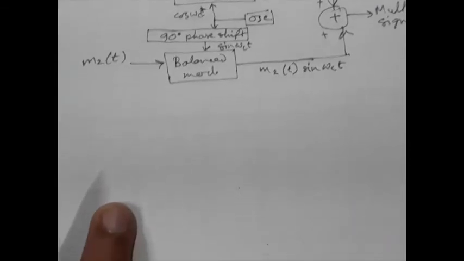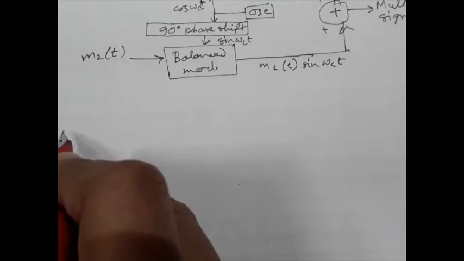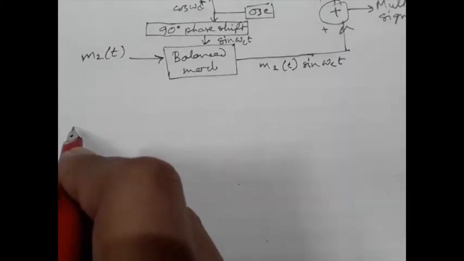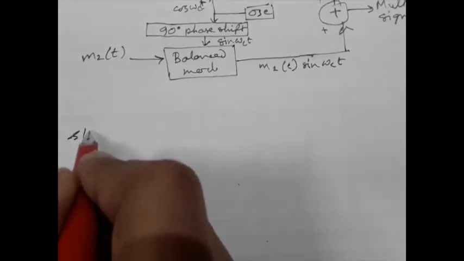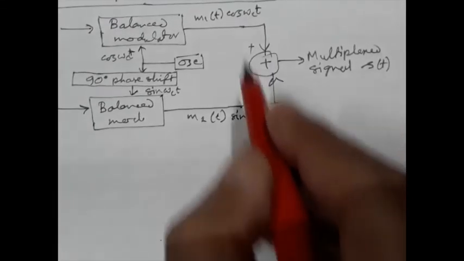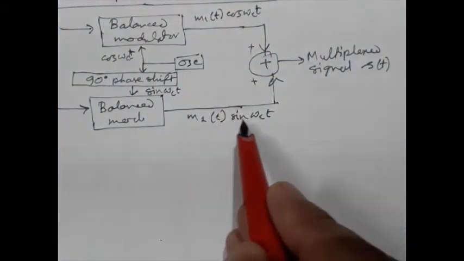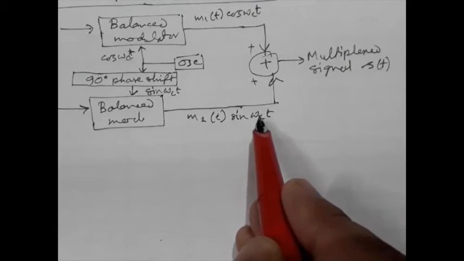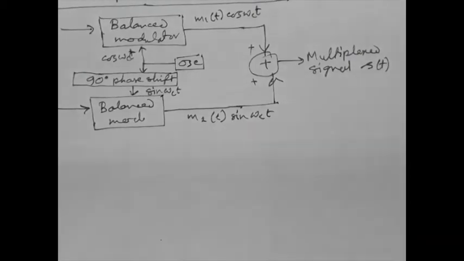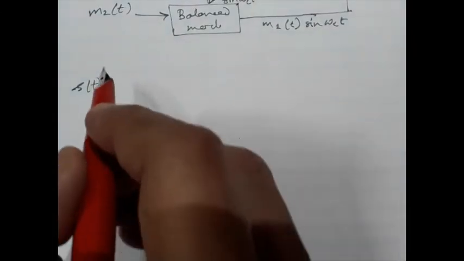Now come to the demodulator part. At the demodulator side, we will receive s(t). Mind that s(t) contains both m1 cos omega ct and m2 sin omega ct. It is containing both the terms. So we are receiving this s(t).